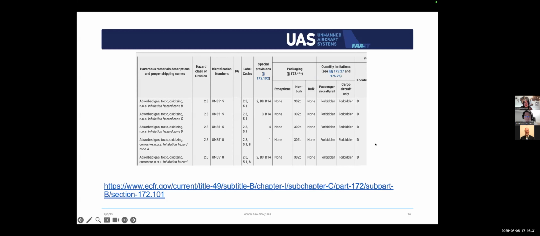All right, so back to the slides. I've included this snippet, this screenshot and the link, and you can scroll through all the substances. The link should be enough if that's where you want to look for whether what you have is a hazardous material. That's a good place to start.